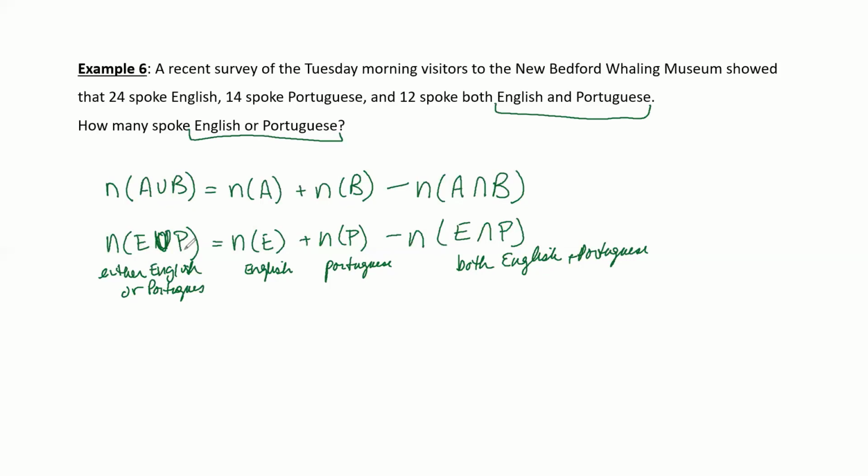So the number that speak English or Portuguese, this is what we're looking for, the or. So we'll leave that blank for a minute. The number that speak English is 24. The number that speak Portuguese is 14. And the number that speak both is 12. So we have 24 plus 14 minus 12. This gives us 38 minus 12, which is 26. So the number that speak either one is 26.